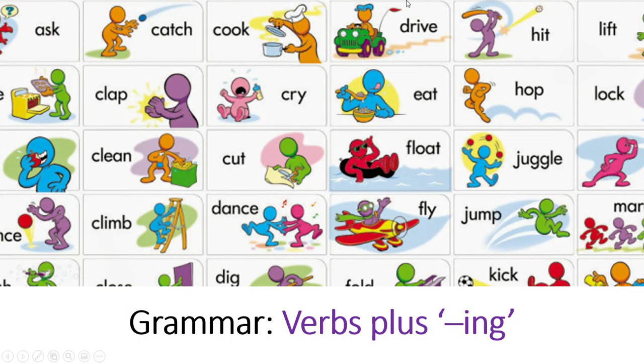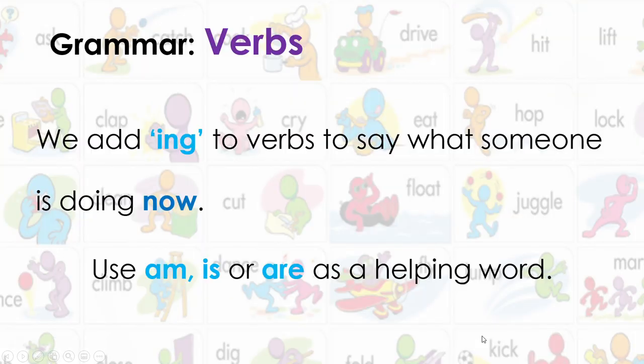Grammar, verbs plus ing. So we're going to be looking at verbs plus ing. We add ing to verbs to say what someone is doing now. What are you doing right now? So we use am, is, or are as a helping word, and that goes before the verb.